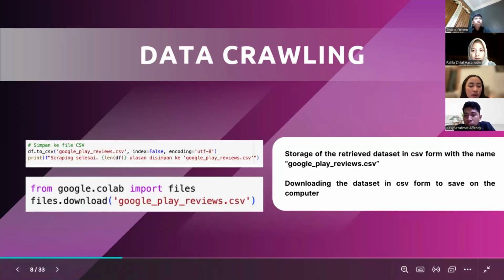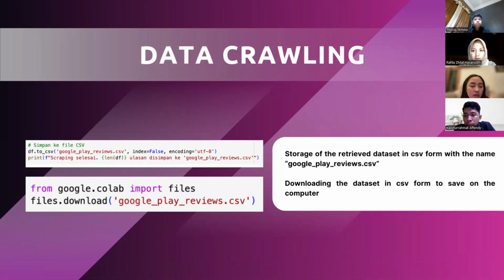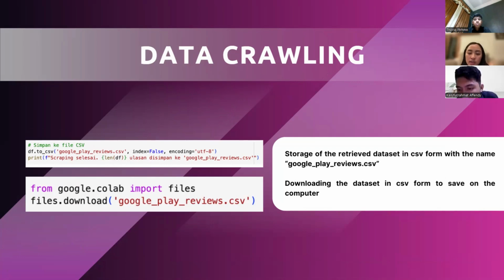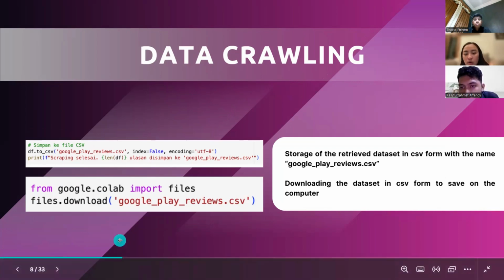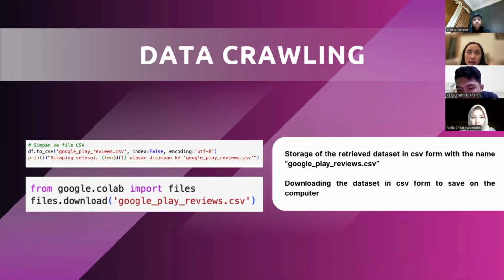Next, we use save to file CSV, because from the data that we scraped, we need to save it, import the files, and download it, so it would be saved on our laptop or computer that we are going to use in the next code or the next IPYNB.